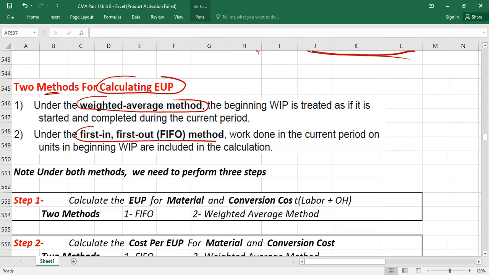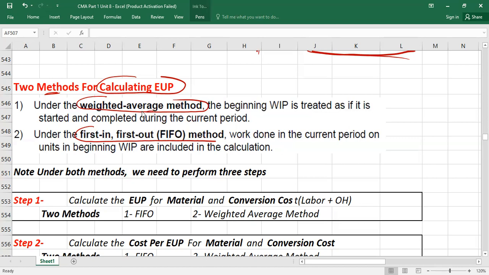Understood? Now I'm reading what's written here, just these three, four lines, and then I'll tell you the application of these lines. Number one, under the weighted average method. In the question he will tell you whether you have to apply the weighted average method or the first in, first out method. He will state it clearly.